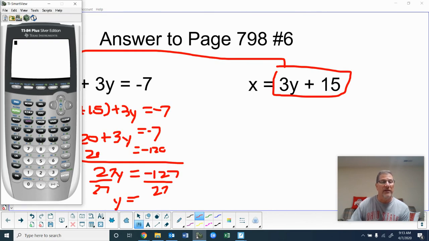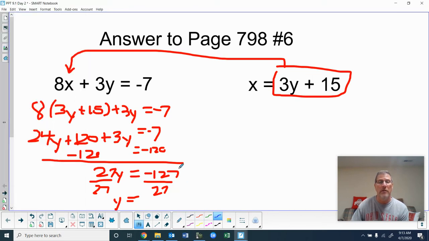All right, so -127 divided by 27. And that's the decimal, which some of you got. I like to use a fraction, and it won't reduce. So we're just going to use that. And then we're going to take that, so that's what my y is, and put it in here.